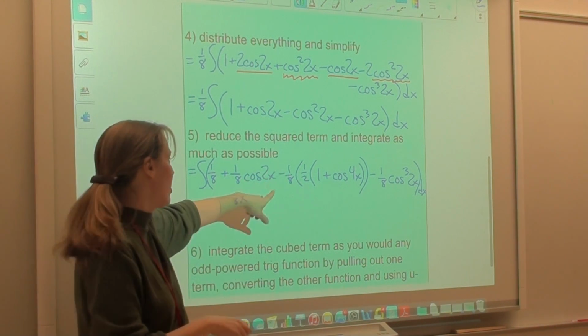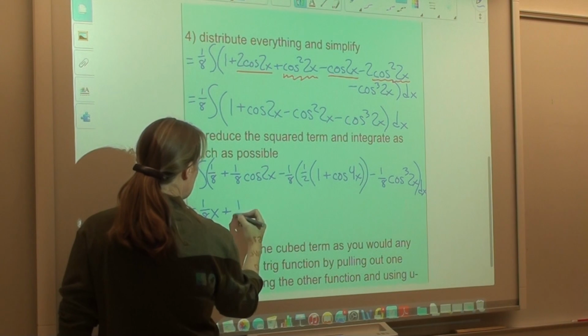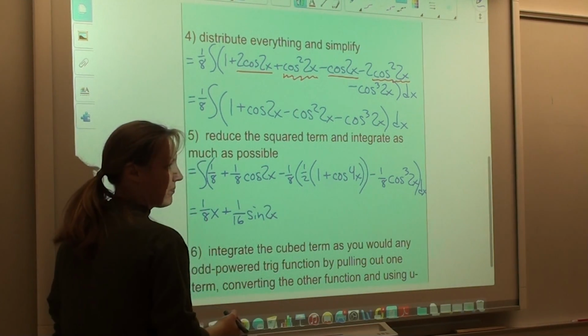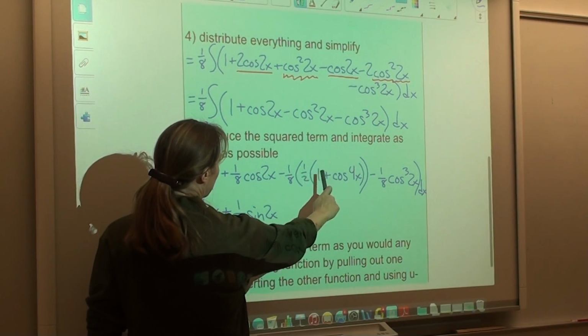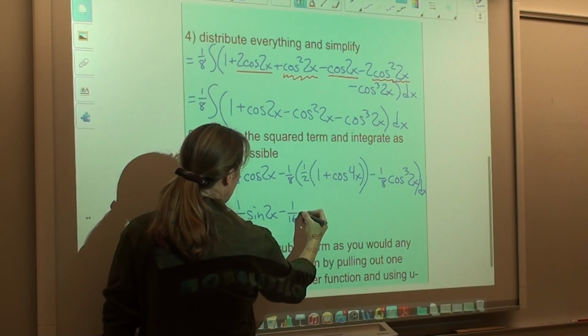x, right? Linear argument divided by the slope. So this becomes 1/16 sine 2x. Here, an eighth times a half is a 16th, and it's just times 1. So we get minus 1/16 x.